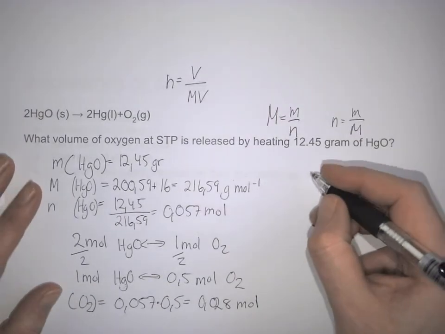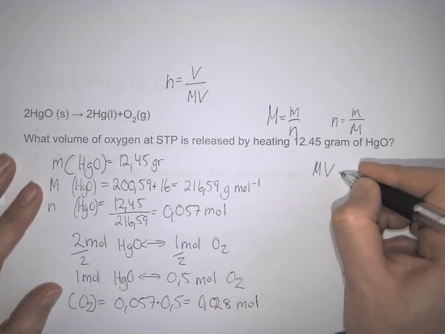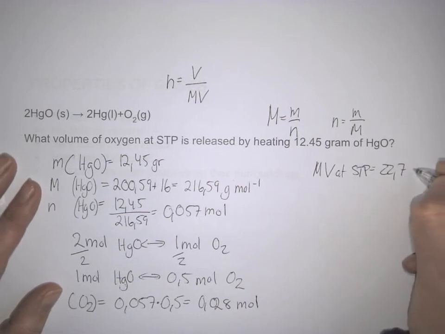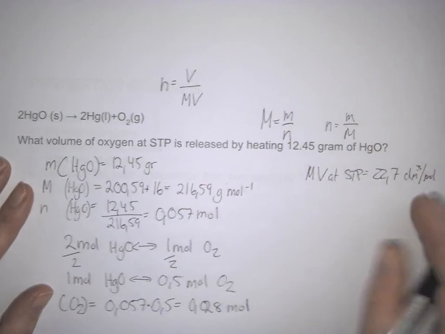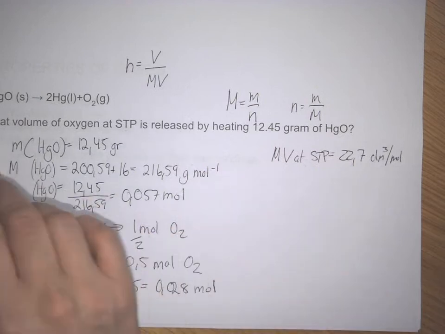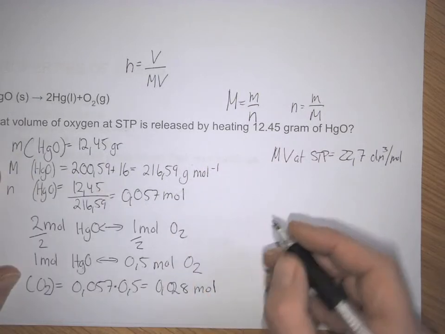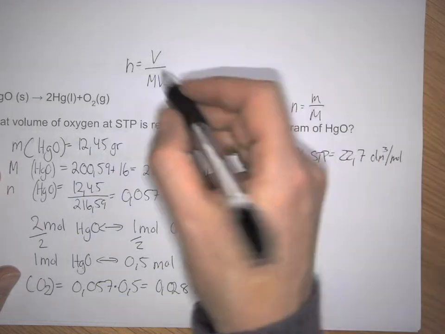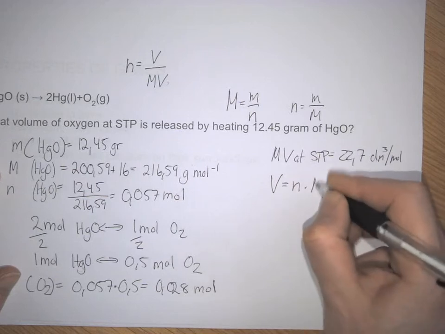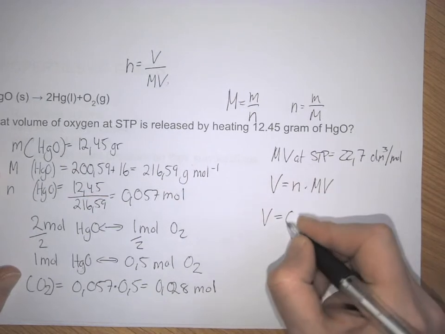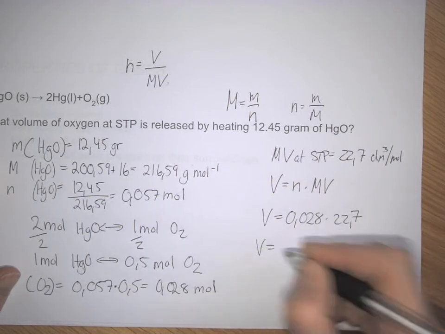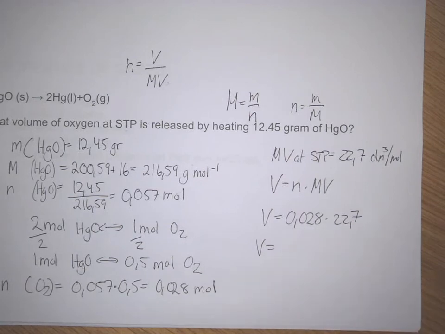So the molar volume at STP is 22.7 cubic decimeter per mole, like that. The volume is what you want to know. So you have the molar volume, you have the amount of substance. So the volume is the amount of substance times the molar volume. So it's 0.028 times 22.7. So the volume for the oxygen, you just multiply these two numbers.